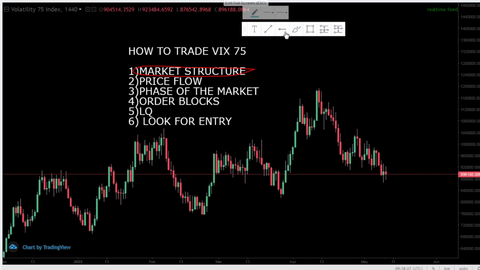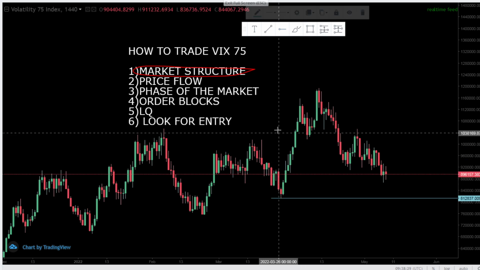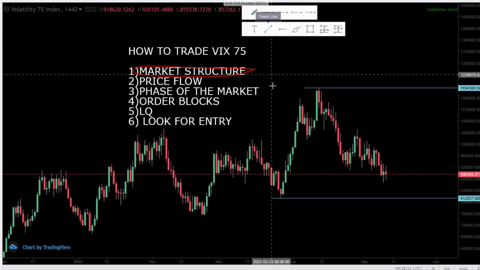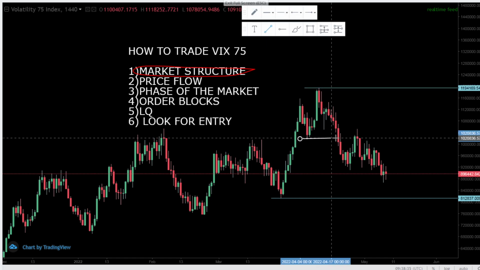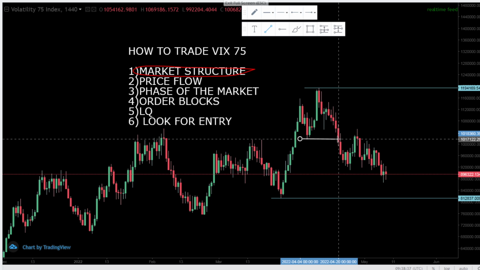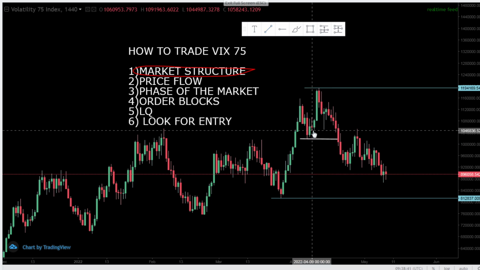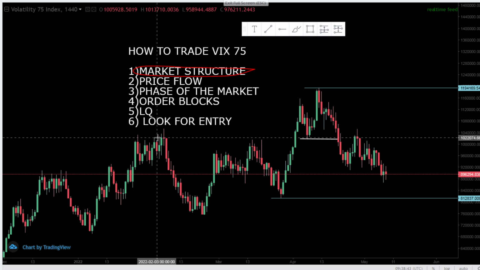So let me just mark off my structure points, right? Now we've got market structure under control. This area right here, as you guys can see, is more like a 4-hour higher low structure point for me. You can see we have a retracement retest on this previous area of resistance that's becoming a support.